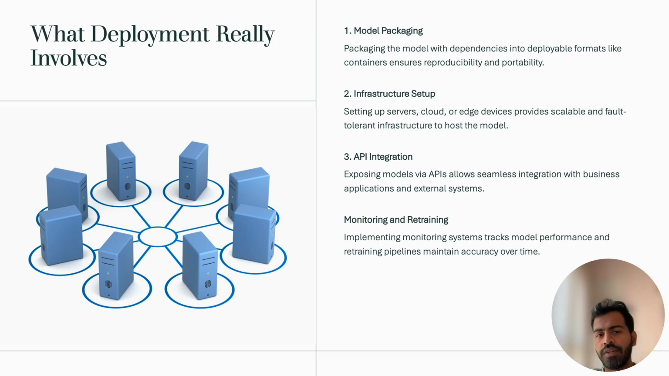So what does deployment really involve? Deployment is a multi-step process that goes far beyond moving a model into production. It typically involves five key steps. Step 1, packaging the model. Step 2, setting up infrastructure. Step 3, exposing the model through APIs. Step 4, implementing a monitoring system to track performance. Step 5, establishing retraining and updates.